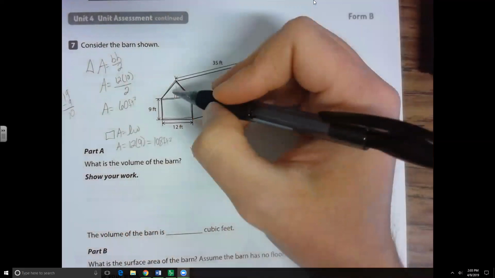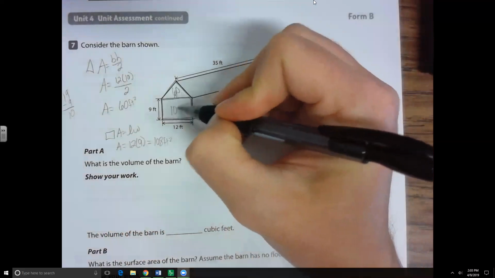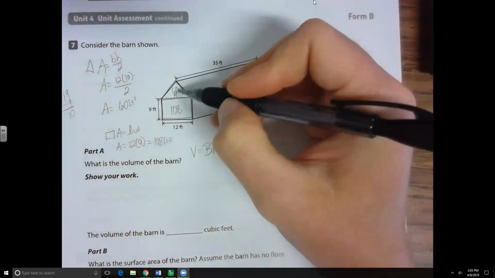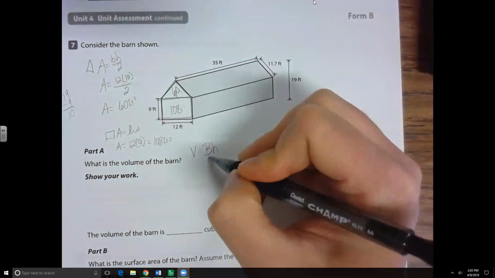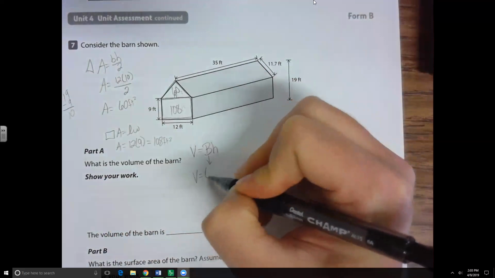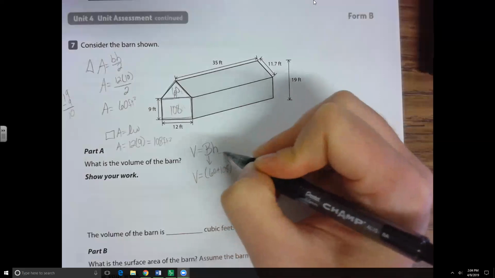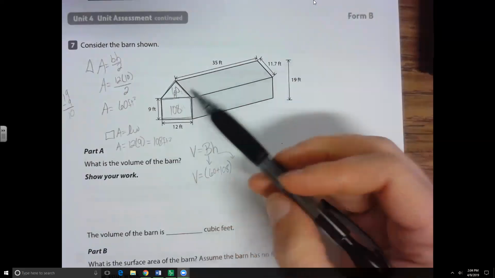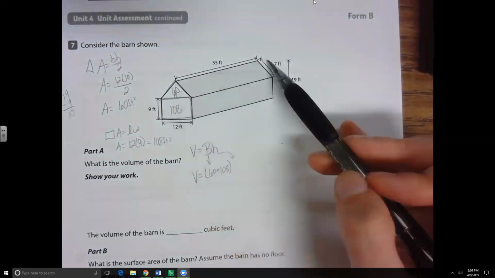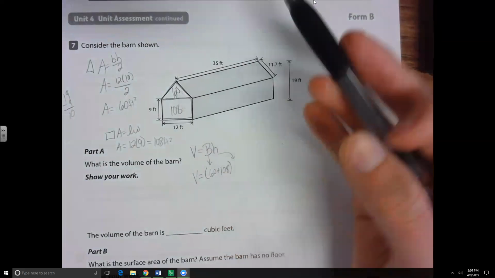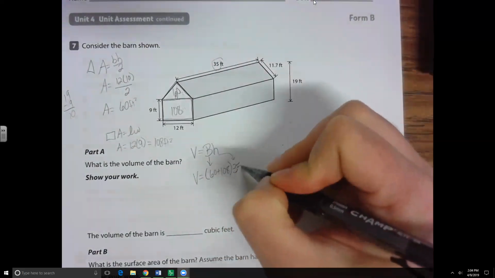So to find the total area of my pentagon here, I need to add these two areas together. My area at the base would be 60 plus 108, and then times the height. Now height goes from base to base, okay? So from base to base, the distance between those two would be 35 feet. So I multiply that by 35.